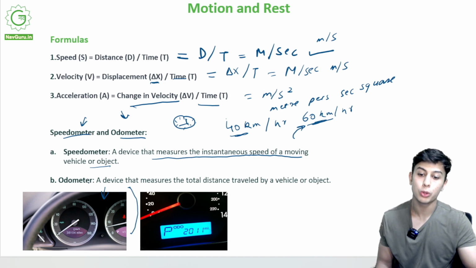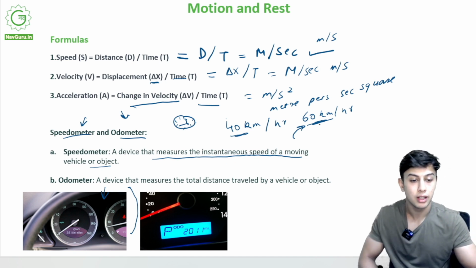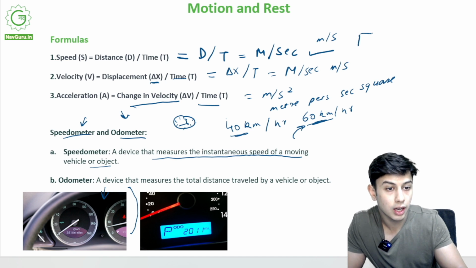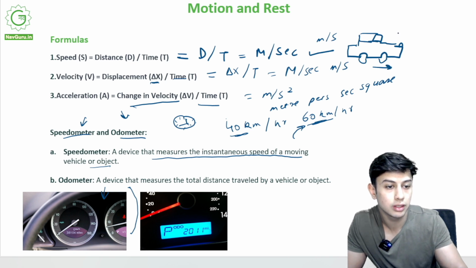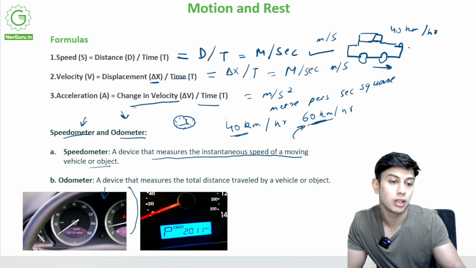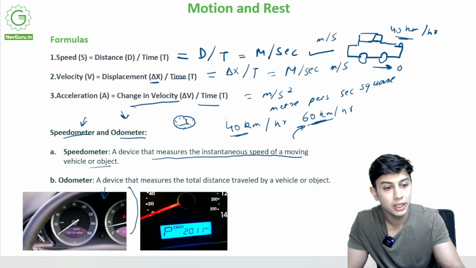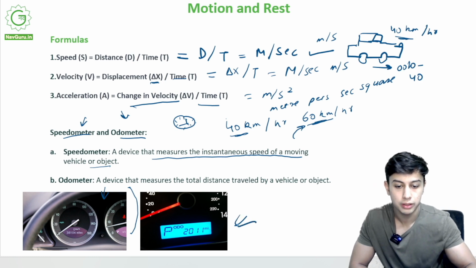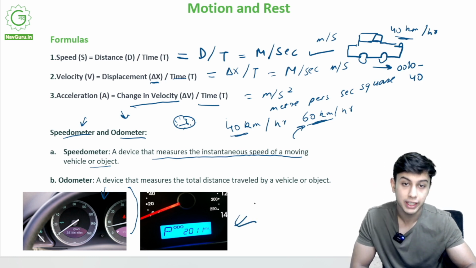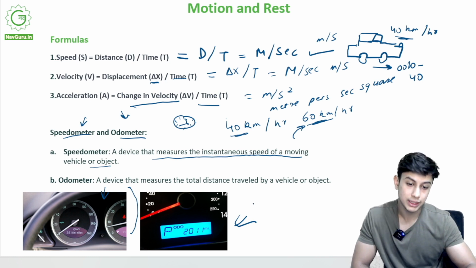What is an odometer? An odometer measures the distance. How much have I traveled? How much has my car traveled in this direction with, supposedly, 40 km per hour as my speed? How much will I cover in the hour? 40 kilometers. So my odometer will read 40 kilometers. Here is an example of an odometer. It shows how much your car has traveled yet. Go in your cars and see.